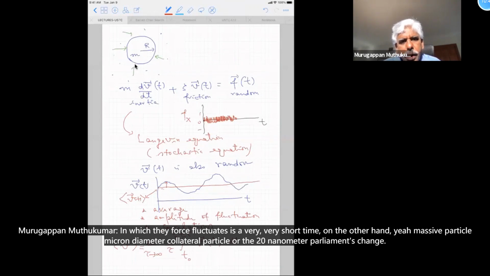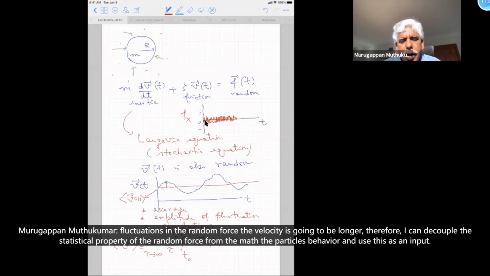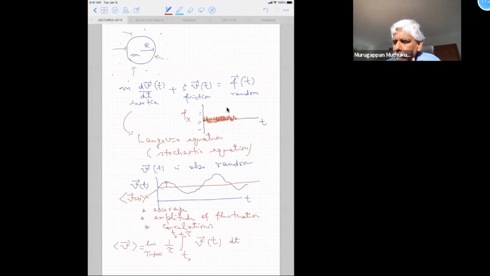On the other hand, for a massive particle, a micron diameter colloidal particle or a 20 nanometer polymer chain, the way they are going to move because of these collisions, the correlation time is going to be longer. So instead of this very quick fluctuation in the random force, the velocity is going to vary over longer times. Therefore, I can decouple the statistical property of the random force from the massive particle's behavior and use this as an input. So let me assume.